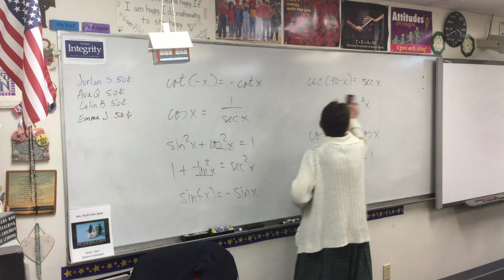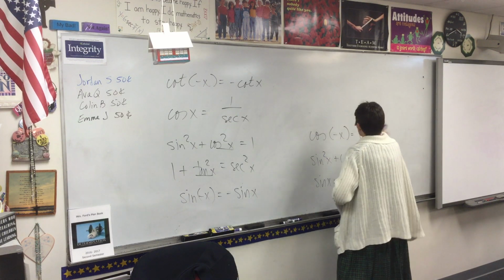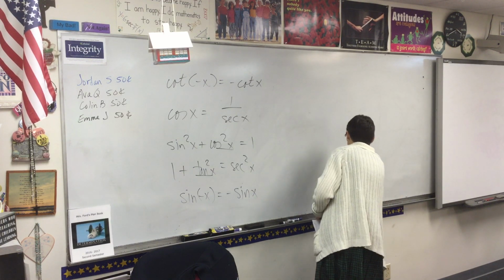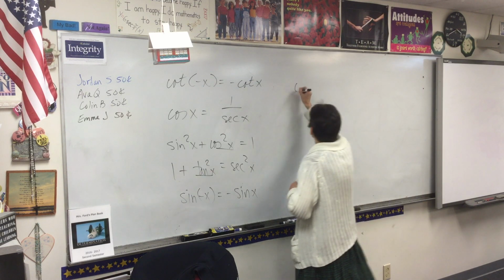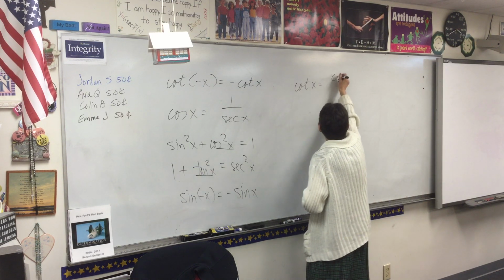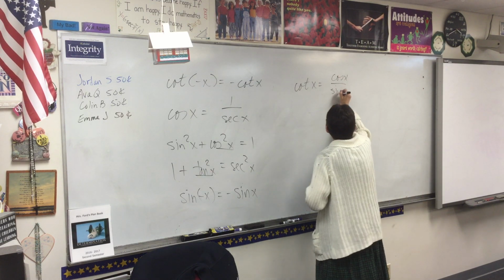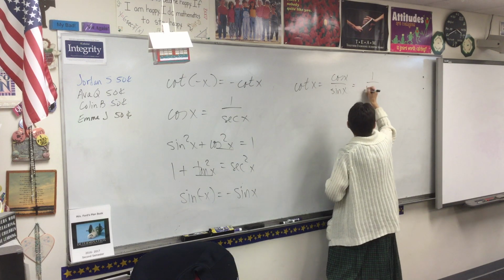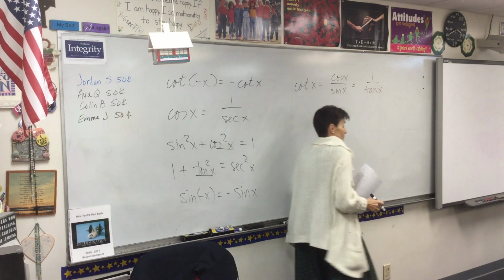What's the cotangent? Two definitions. One of them, the most important one, is probably cosine over sine, but it is also 1 over the tangent.